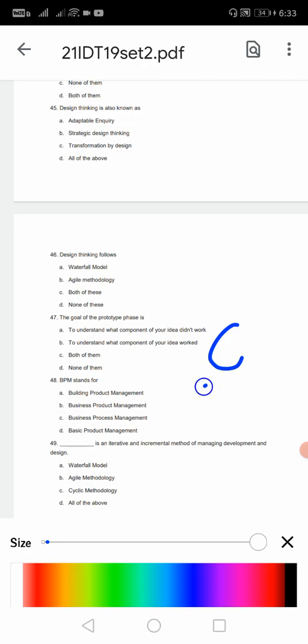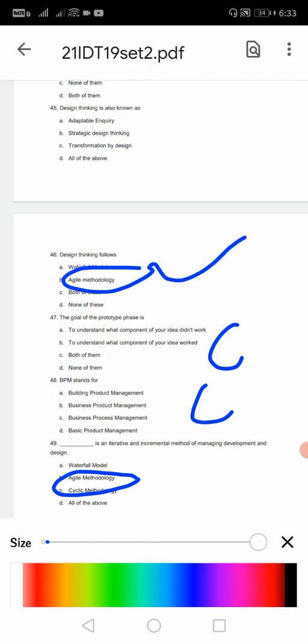49. Dash is an iterative and incremental method of managing development and design. Obviously 49 is agile methodology. Look at here on agile methodology, they are giving two questions. It's a very, very important question on agile methodology.